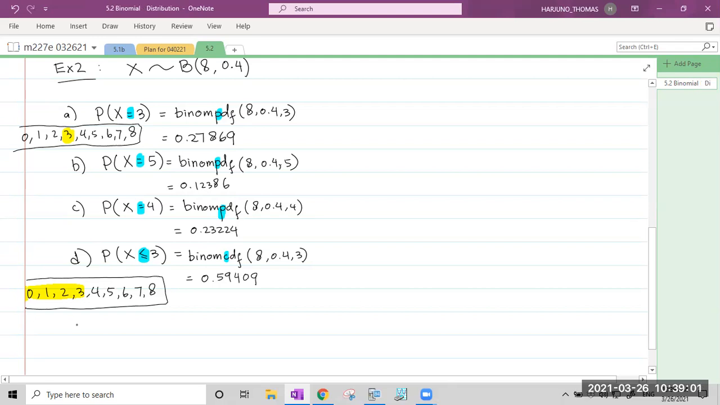Now, let me ask you to try this. Part E, what is the probability that the number of successes is at most 5? Can you write down the probability notation and compute that using your calculator?